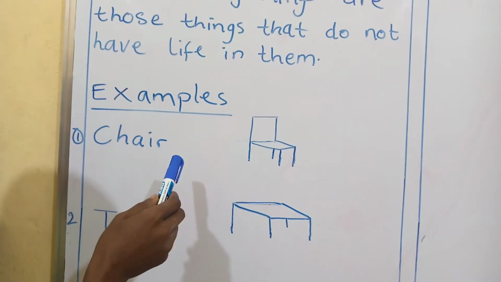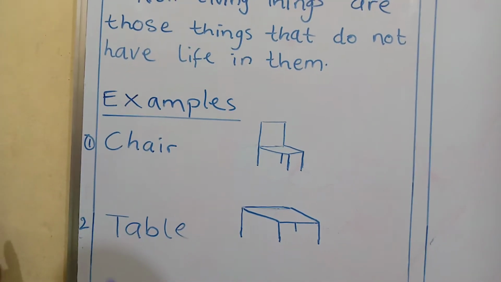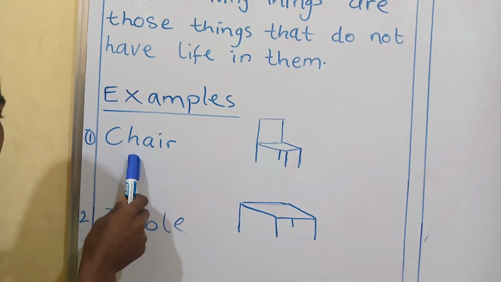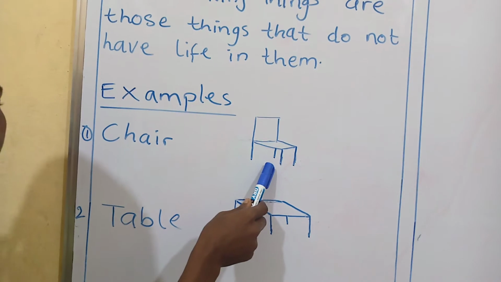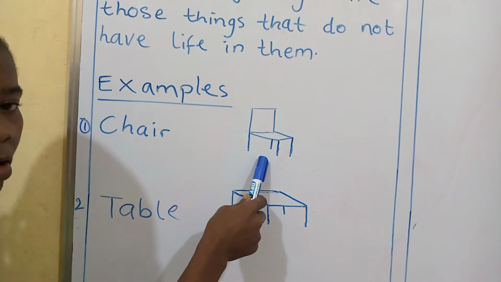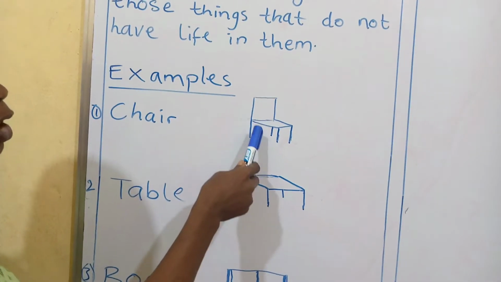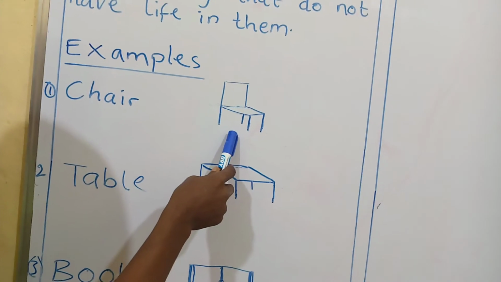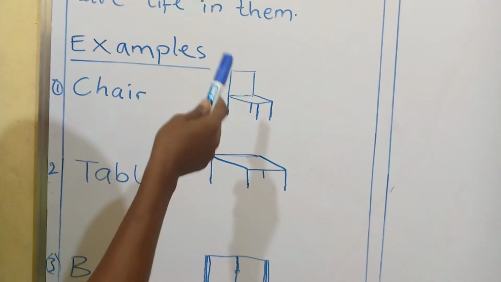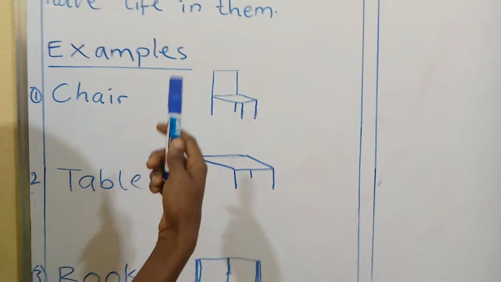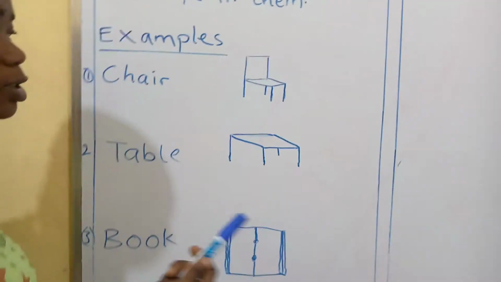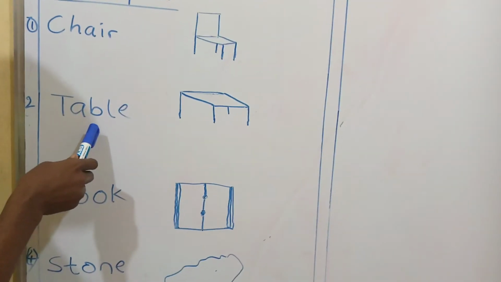Now look at the examples of non-living things. Number one, we have here chair. Say chair. Chair. Look at this object. You can see that this is a chair. What object is this? Chair. Beautiful. It is a non-living thing. Have you seen? It does not have life in it. It cannot talk, it cannot walk, it cannot do anything. It is a non-living thing.